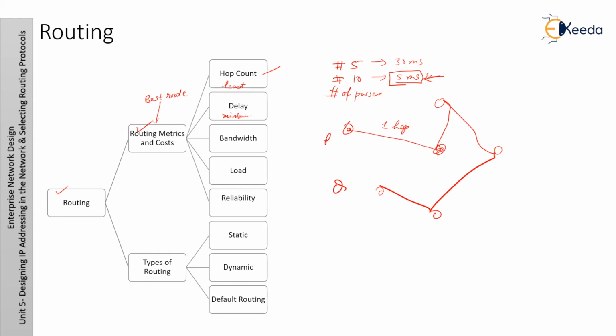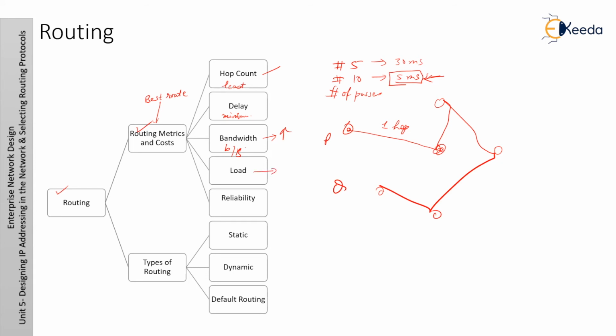Bandwidth is the capacity of a link. Bandwidth is measured in bits per second. The link that has a higher transfer rate, like gigabit, is preferred over the link that has lower capacity, like 56 kb. The protocol will determine the bandwidth capacity for all the links along the path. The overall higher bandwidth will be considered the best route.